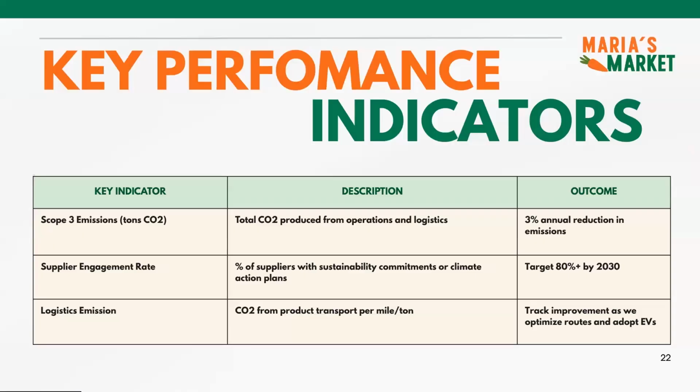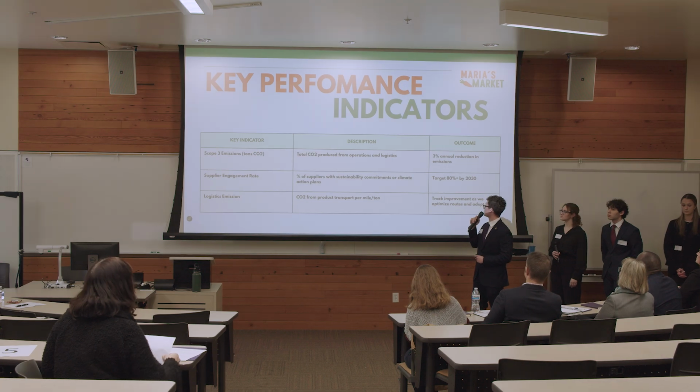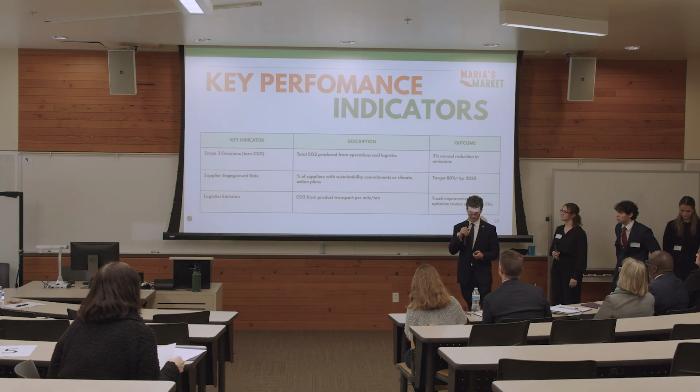Now, we have a lot of KPIs, and while I would love to go over all of them today, we are limited on time. A few that I would like to talk about are our Scope 3 emissions and logistics emissions. We will measure this and are hoping to achieve a 3% annual reduction each year, and we'll also be looking at our supplier engagement rate. We hope to target 80% by 2030.